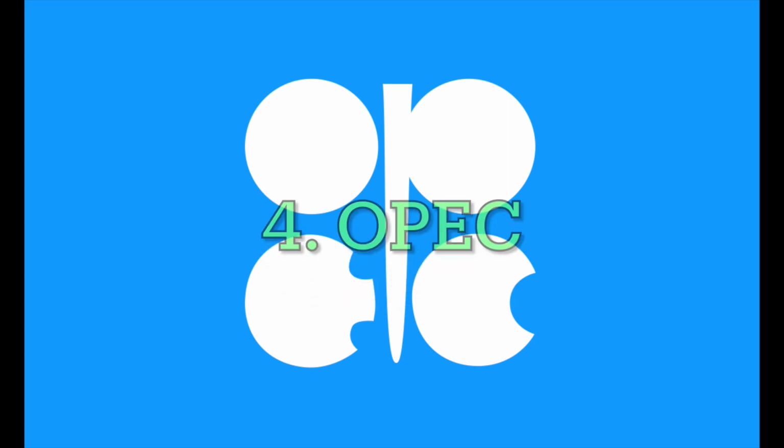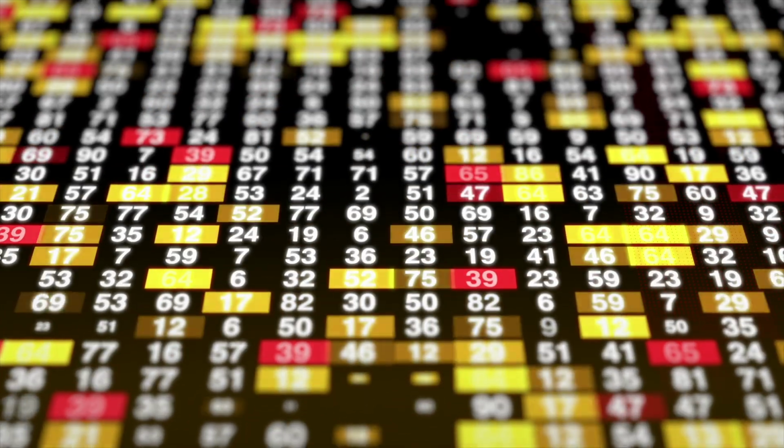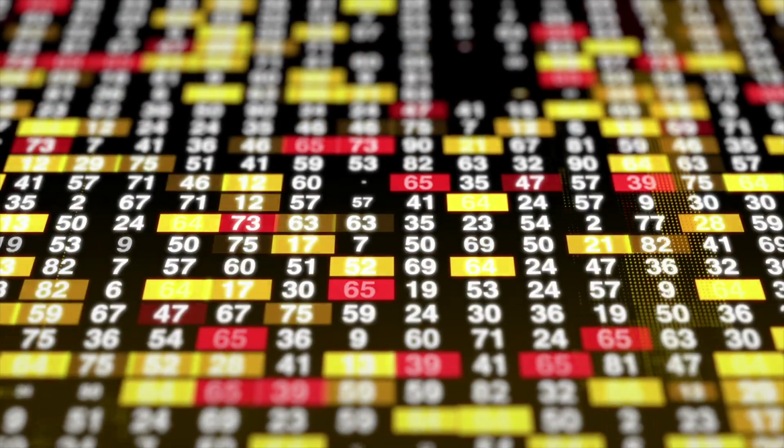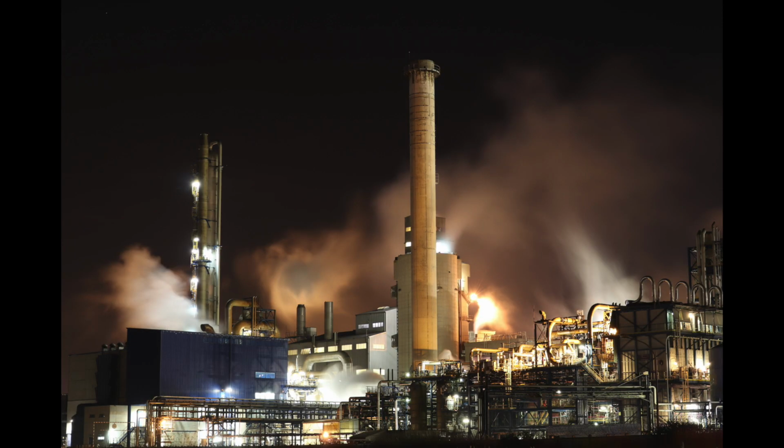OPEC, or the Organization of the Petroleum Exporting Countries, is another critical player in the oil market. OPEC is a group of oil producing countries that work together to regulate the supply of oil and control prices. Any changes in OPEC's production quotas can have a significant impact on the price of crude oil. Let's dive a little deeper into how OPEC affects crude oil prices.